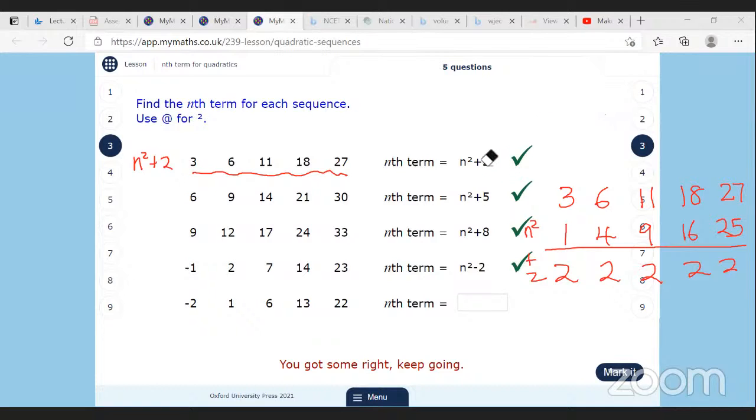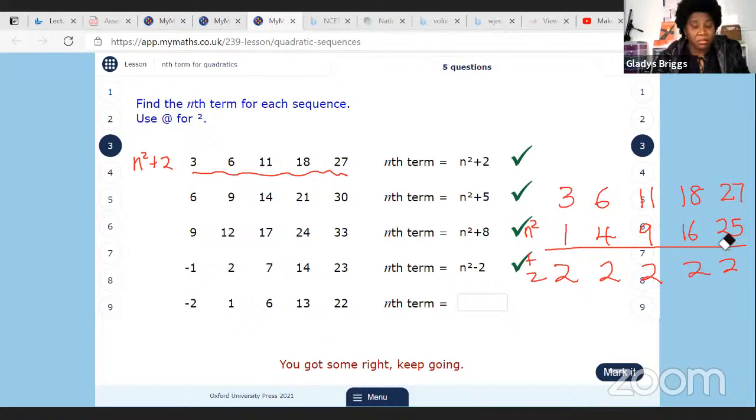So should I do like 3 squared and then I get the answer? You need to know your square numbers. You just need to know your square numbers: 1, 4, 9, 16, 25. You need to know them. Because it's quadratic, you have to know that it's n squared and it's square numbers.